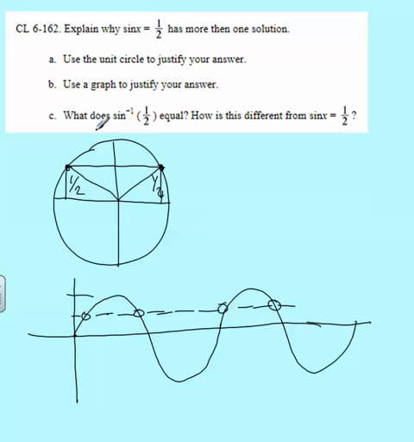And part C, what does the inverse sine of 1/2 equal? The inverse sine of 1/2 is only equal to pi over 6. There's only one output because only this portion on the unit circle exists.